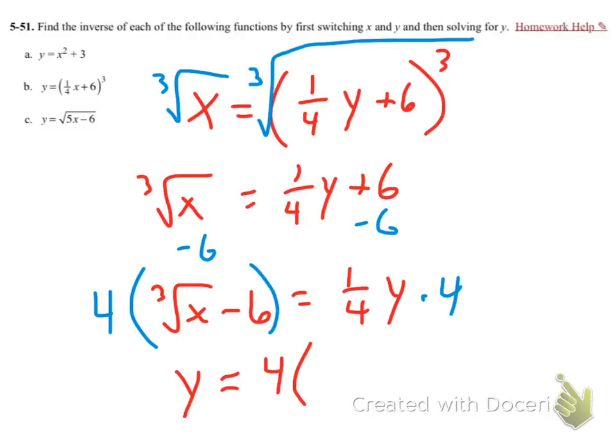So 4 times the cube root of x minus 6 and close parenthesis. Again, I could distribute here if I would like to get 4 cube root of x minus 24. And the very last one.